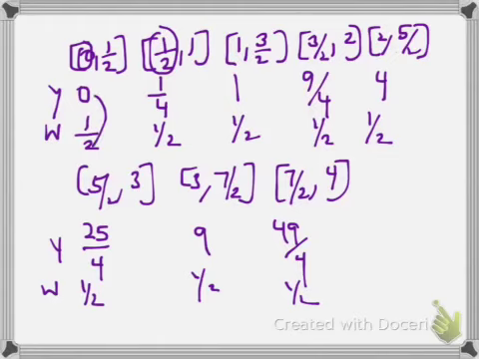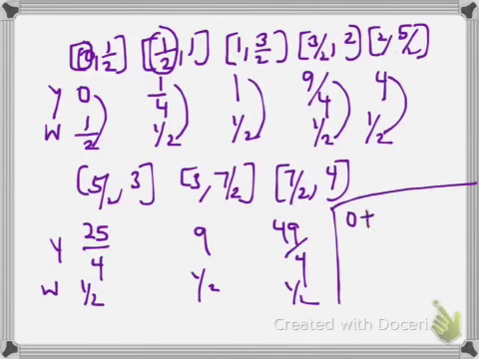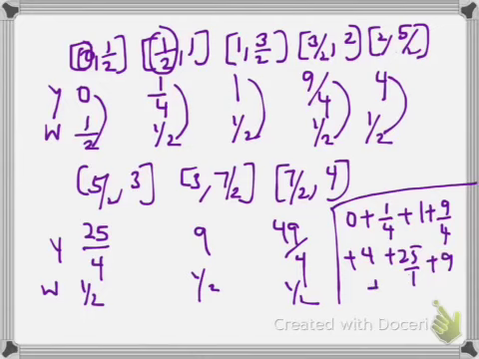Length times width, length times width, and go on adding. Now, you may want to just add the lengths first and multiply by 1/2 at the end. You can factor out 1/2. So basically what I'm doing is adding 0 plus 1/4 plus 1 plus 9/4 plus 4 plus 25/4 plus 9 and plus 49/4, right?